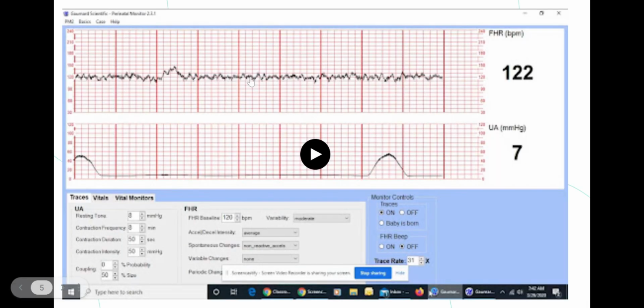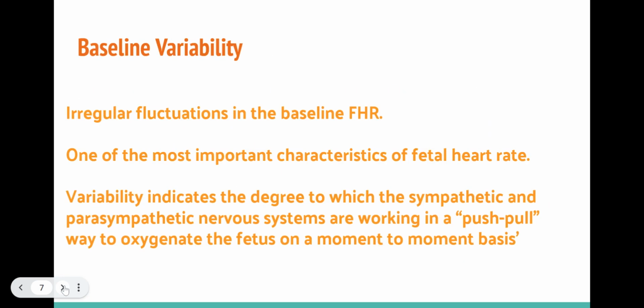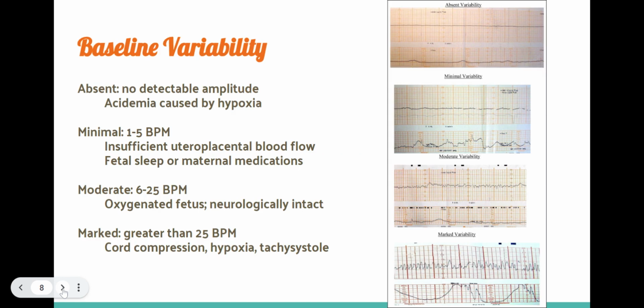Okay, see how that line bounces up and down? That is moderate variability. That is a result of the push-pull effect of the sympathetic and parasympathetic nervous systems, and it generally indicates when it's moderate that our baby is healthy and neurologically intact and does not have any hypoxia. So the nervous systems are working together to oxygenate that fetus on a moment-to-moment basis, responding to little tiny changes. So we can categorize baseline variability in 4 categories.